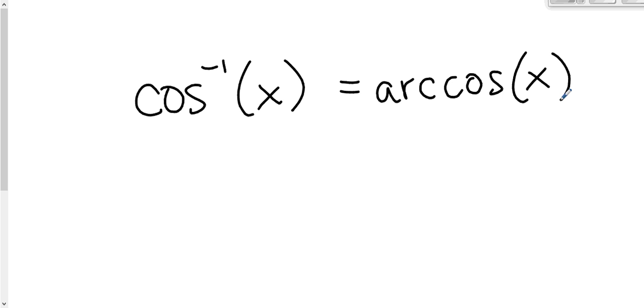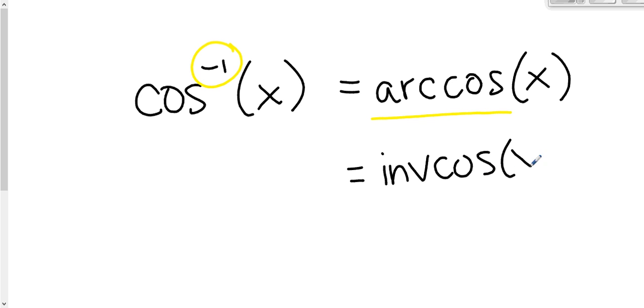But sometimes it's handy because this -1 here kind of looks like an exponent. That could be confusing. If you write it as arc cosine, then you don't have anything that looks like an exponent. Another way it's sometimes written is just like this, inverse cosine. And the same thing would apply for any of the inverse trig functions. You might see arc sine, arc cosine, arc tangent, etc.